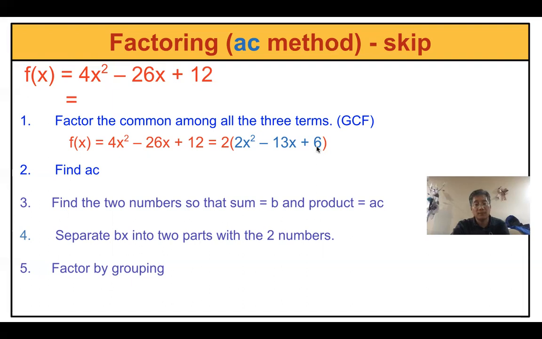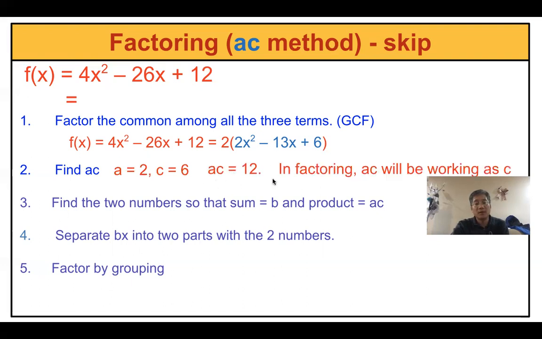It's 12. So you are going to separate, okay? When you multiply two numbers, it'll be AC. So multiply two numbers, it becomes 12. And then when you add, it becomes negative 13. So which two numbers multiply to become 12, and then when you add, become negative 13?